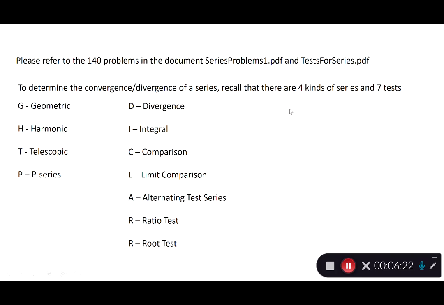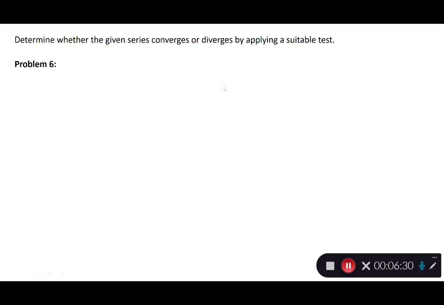Okay, so let's try to apply that kind of a technique with all these 7 tests and solve a few problems. Determine whether the given series converges or diverges by applying a suitable test. I might say test for convergence. It's the same thing. Okay. Now this one. Whoa, wait a minute. Can we apply the test for divergence?